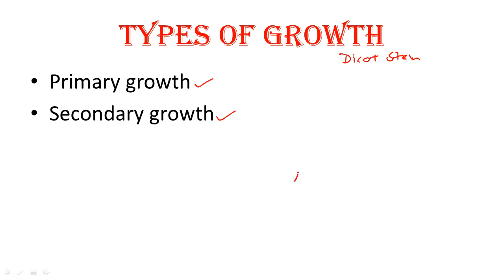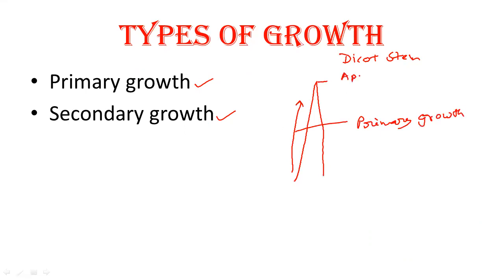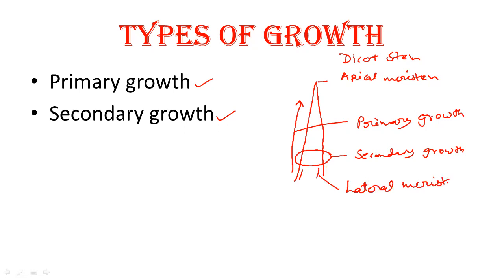When the plant height is increased, the length of the plant is increased, that is called primary growth, and that takes place due to apical meristem, which is present at the tip of the shoot. When primary growth is done, then the girth is increased, and that is called secondary growth. Secondary growth takes place due to lateral meristem, which is present side by side of the stem.